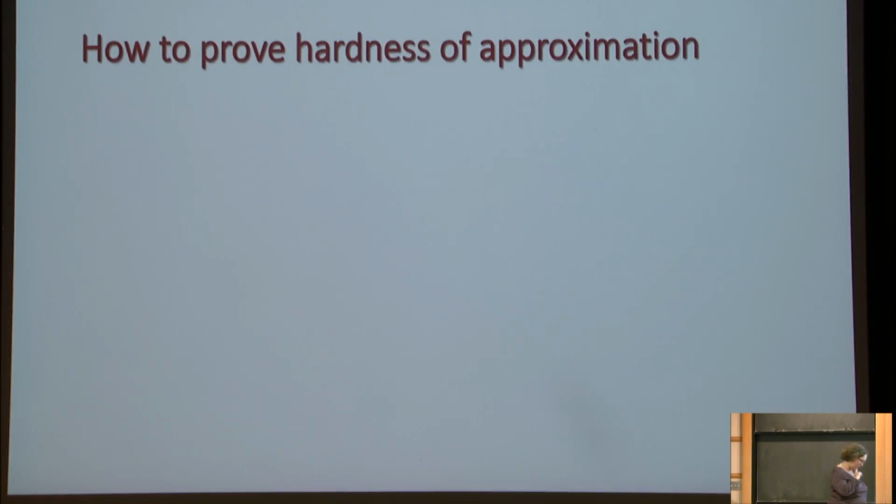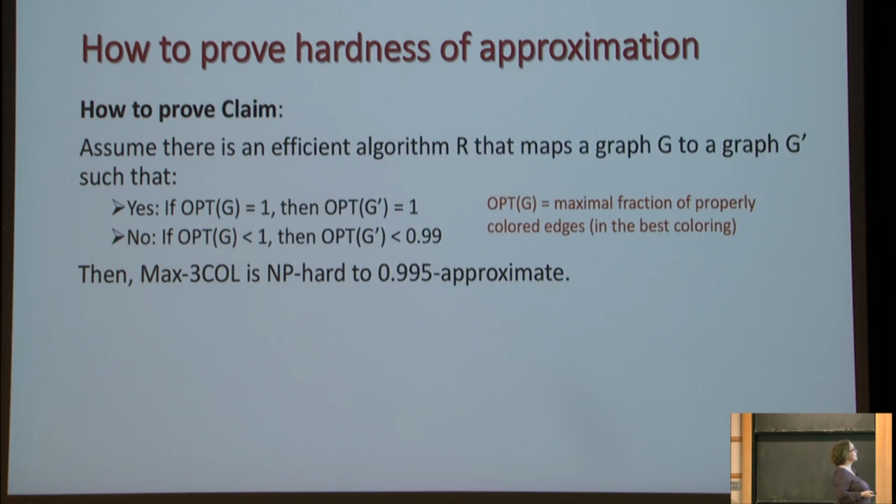So now, as I said, people discovered many algorithms, and the question is, how would you prove a lower bound? How would you prove that there cannot be any algorithm better than alpha, for some alpha? Okay, and here is one way to do it.